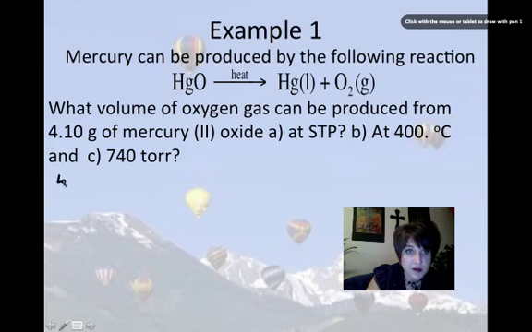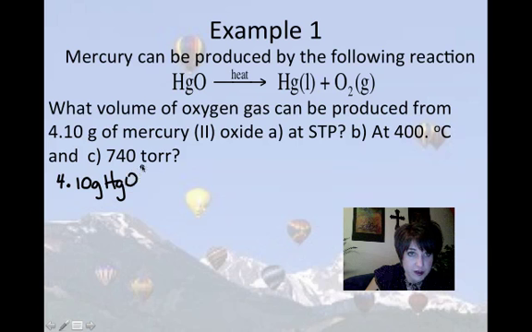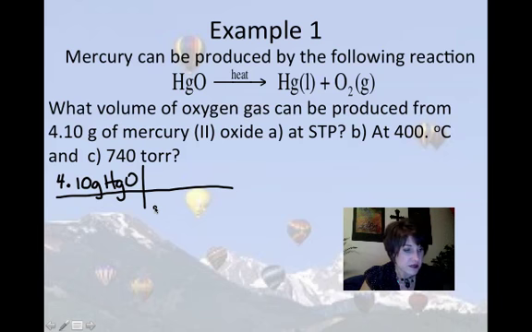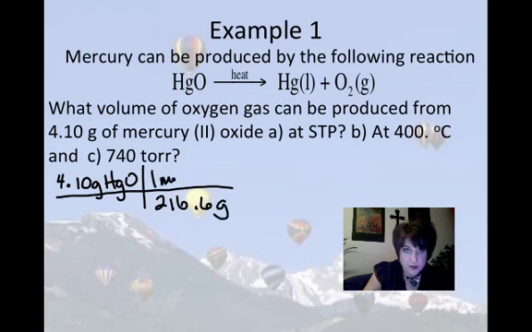So first of all, let's change grams to moles. That's our typical first starting place, right? When in doubt, we're going to go to moles. So we'll start with 4.10 grams of mercuric oxide. And what's our molar mass of that stuff? Mercury is 200 grams per mole, and then oxygen is 16 grams per mole. So that puts us right at 216.6 grams per mole.